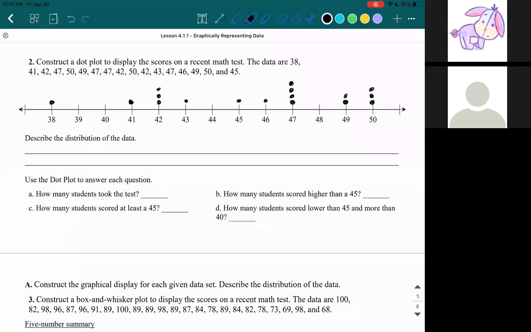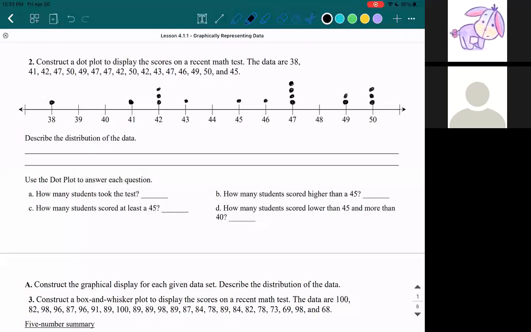So you want 1 dot on your 38 bin, you want 1 dot on your 41 bin, you want a frequency of 3 on your 42 bin, a frequency of 1 on your 43 bin, frequency of 1 on your 45, frequency of 1 on your 46, frequency of 4 on your 47, frequency of 2 on your 49, and frequency of 3 on the 50.